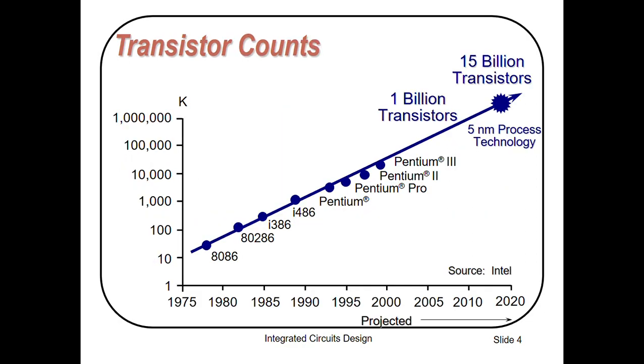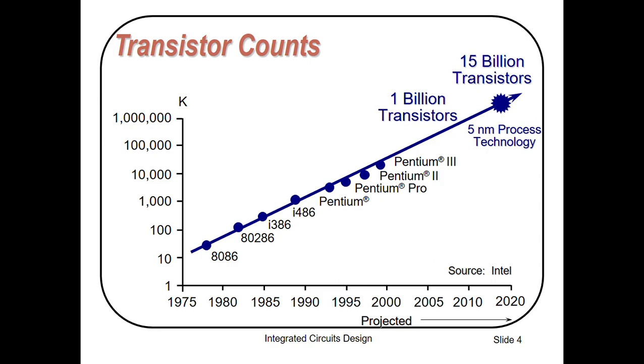Transistor count. As we see from this graph, the number of transistors is increasing in our integrated circuits. Here on the y-axis is the number of transistors, and along the x-axis is the number of years. Here you can see the different microprocessors introduced by Intel, around the 1980s, to the year 2000, and then in the year 2020. You can see that the number of transistors is continually increasing, and in the year 2020 we have around 15 billion transistors in our integrated circuits.